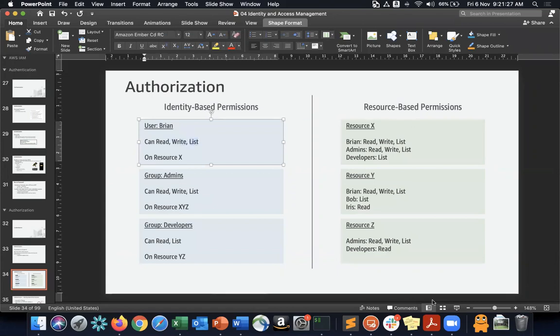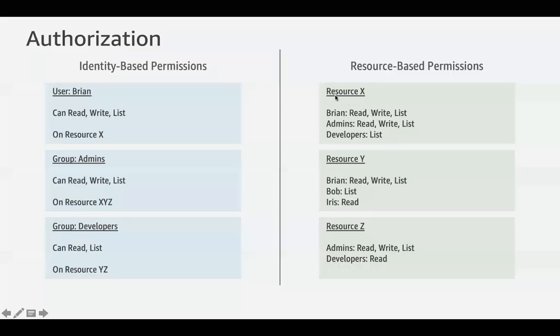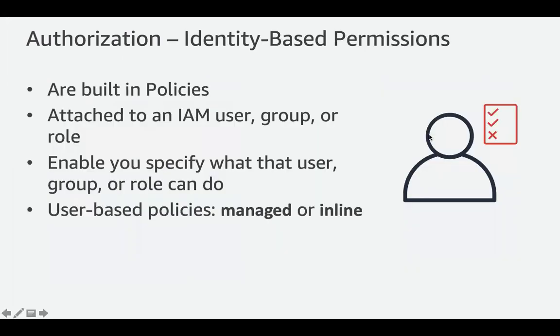Okay, again, resource-based permissions is where you have a resource X. For example, you have an EC2 instance, and the EC2 instance has an ID, correct? I hyphen some characters. On a specific resource, you can give Brian a set of permissions, admins a set of permissions, developers a set of permissions, right? Similarly, you can give on resource Z, which is probably a VPC, correct? You can give admins a set of permissions, developers a set of permissions. So that's how you have identity-based permissions and resource-based permissions.